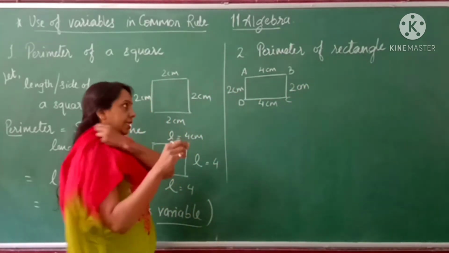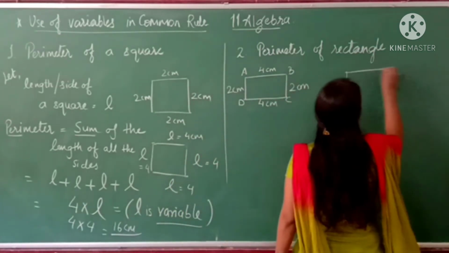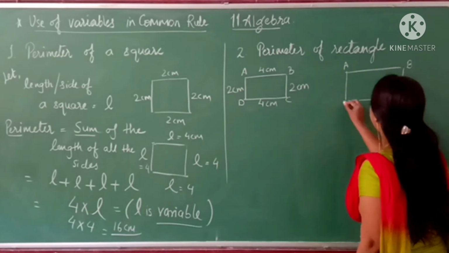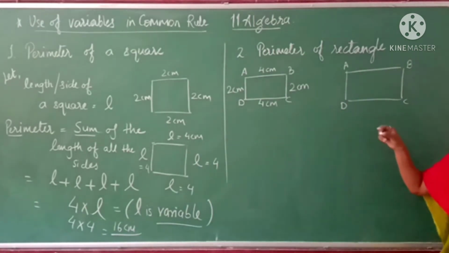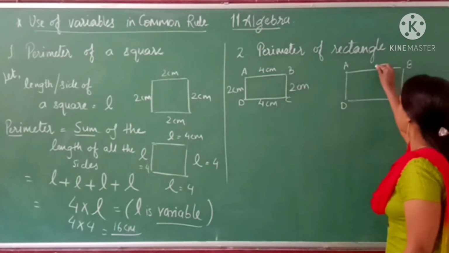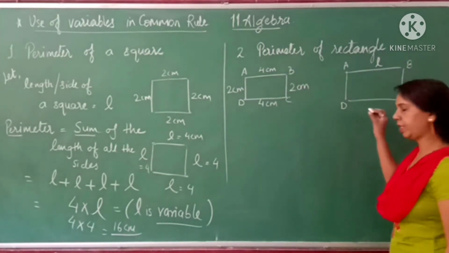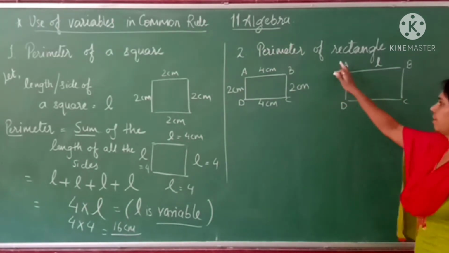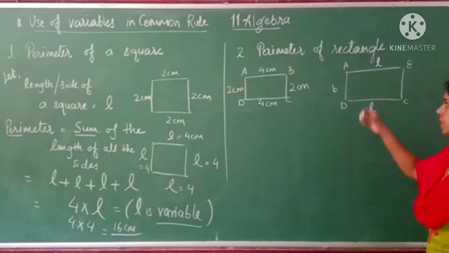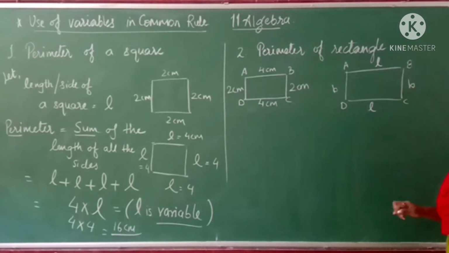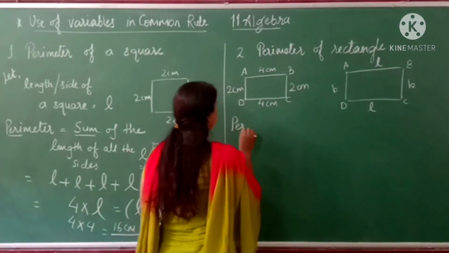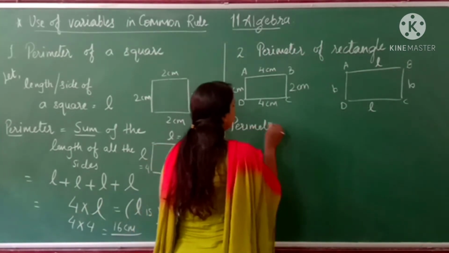Now consider we take the same rectangle and the opposite sides are equal. So suppose AB is equal to L, so CD is also equal to L. If AD is, what is its breadth? B. If we consider it as B, then the opposite side again is B, its breadth. Now again writing the perimeter of the rectangle.